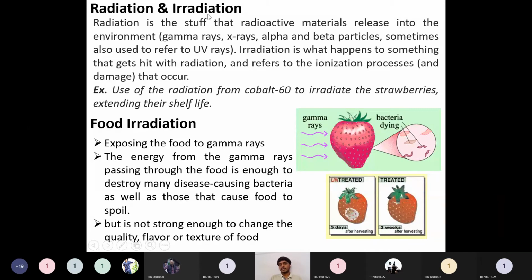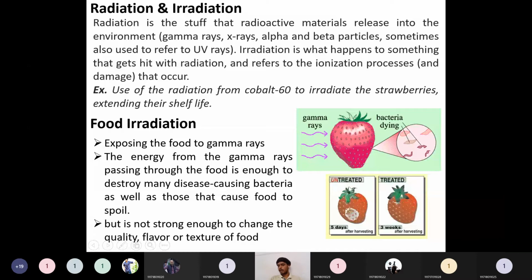An example of this irradiation process is the use of gamma radiation. Usually this cobalt 60 metal will emit gamma radiation, or gamma rays, to irradiate the strawberries, extending their shelf life. If you see here, if this is a strawberry, the gamma rays coming from this cobalt 60 as a source are going to hit this strawberry, and whatever bacteria are there will just be dying there. So that's the overall big picture of what is happening.